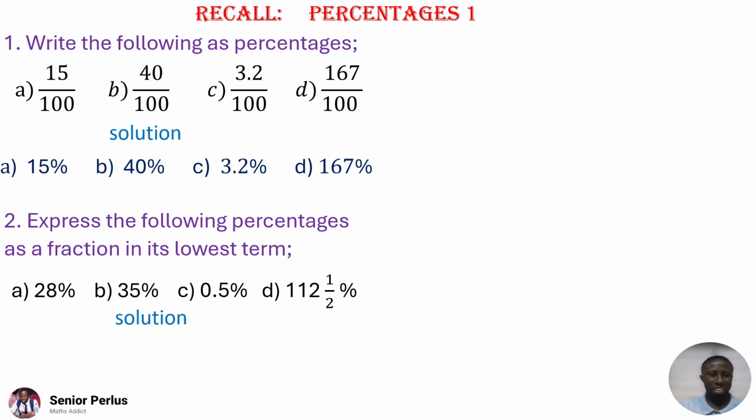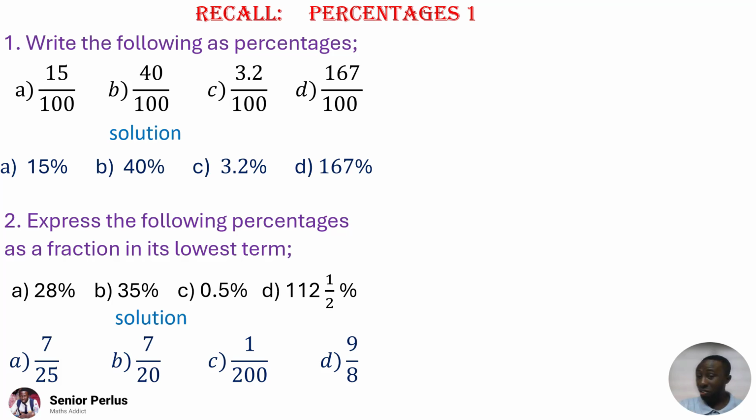Good. Let's compare the answers. 28 out of 100, if you reduce it, you will get 7 out of 25. 35 out of 100, if you reduce it, you will get 7 out of 20. 0.5 out of 100, and what is 0.5? Out of 100 you get 1 out of 200. That's what? Half a percent. Good.